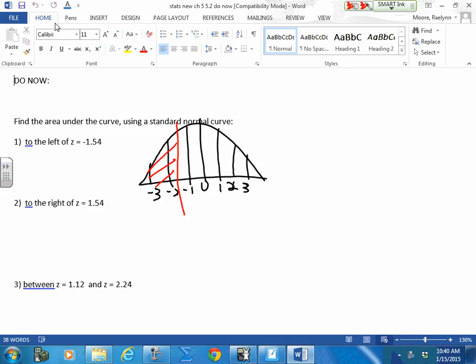Now, you look up your negative 1.54 on your table, and that's the area that corresponds to the left of this number. So what would you come up with? 0.0618? Okay, that's the area to the left of that z-score. Now, the second one is give me the area to the right.